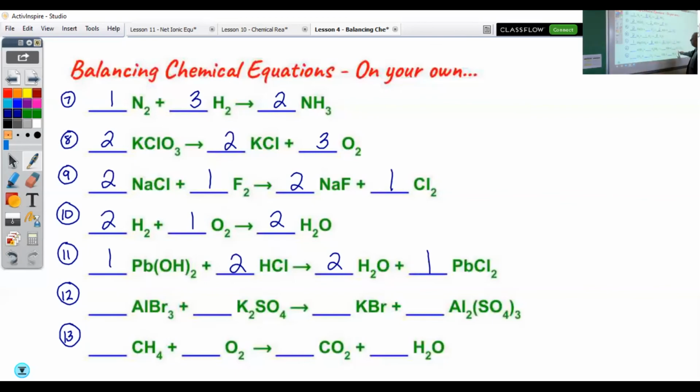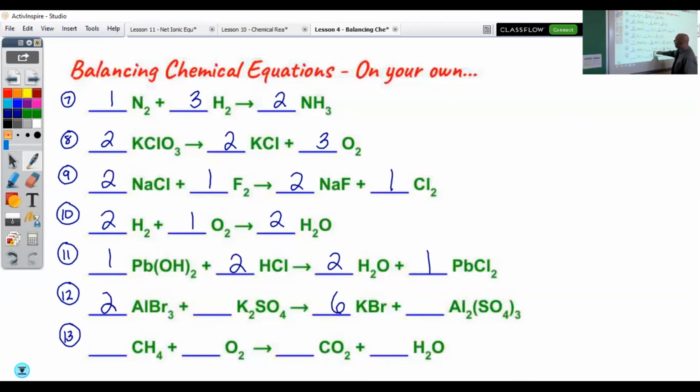Looking at number 12, I have 1 aluminum. I have 2 aluminums. So I'm going to take my AlBr3 and put a 2 in front of that. So now I have 2 aluminums. I have 6 bromine, 2 times 3, 6 bromine. So I'm going to put a 6 in front of KBr in order to get 6 bromine over here.